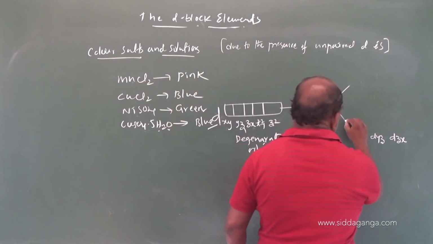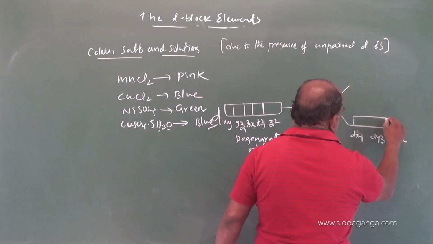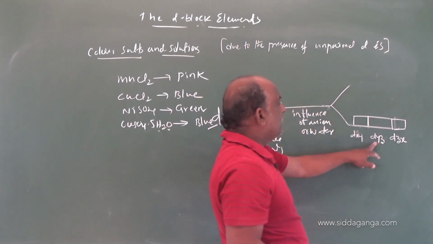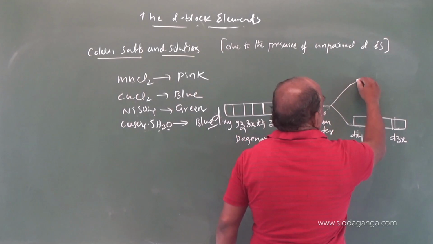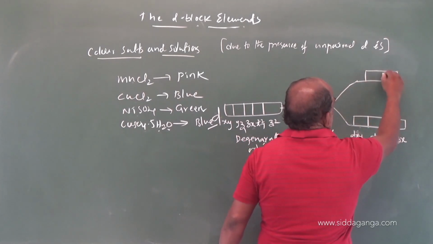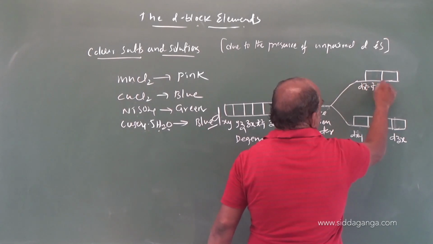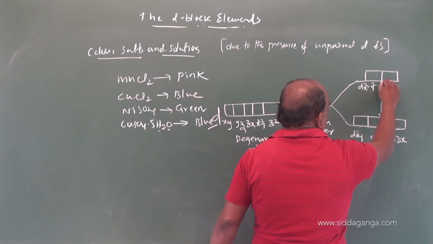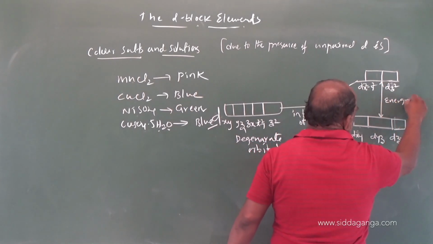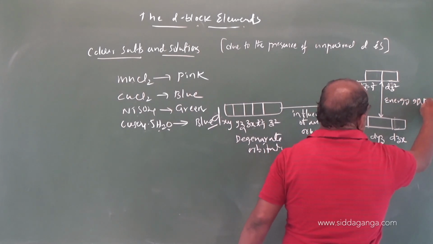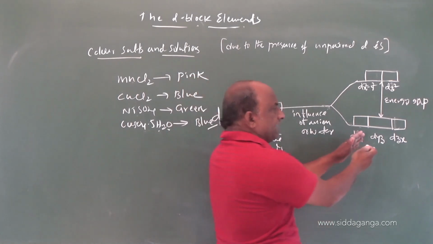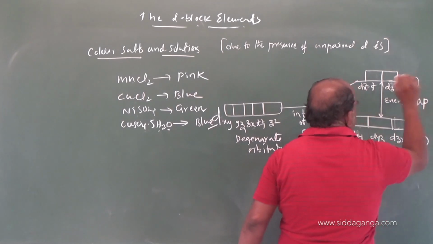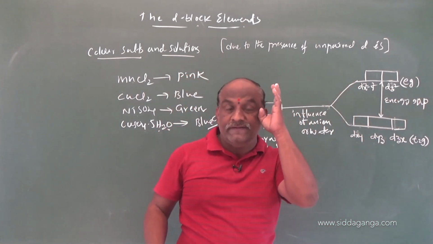Instead of that, we will represent it with a box diagram. That is also good. dxy, dyz, dzx, followed by dx square minus y square and dz square. This is an energy gap. So this set is called the T2g set and this set is called the Eg set. T2g orbitals and Eg orbitals.